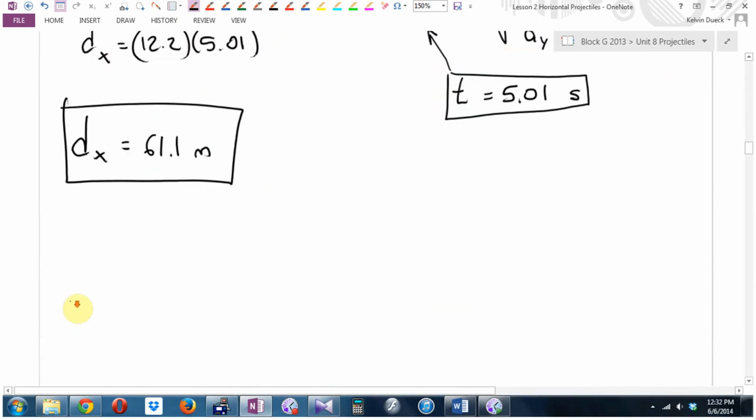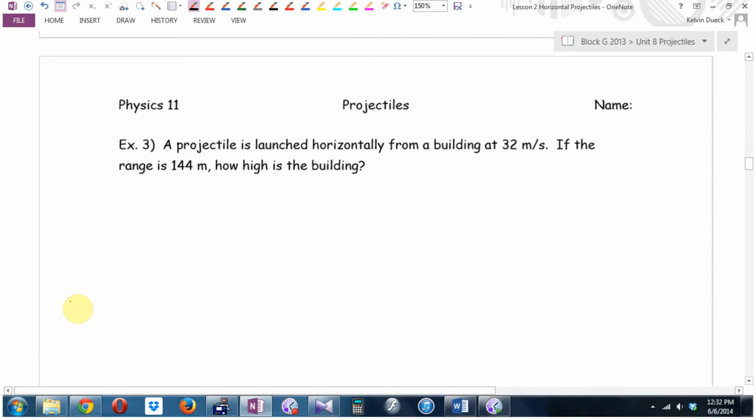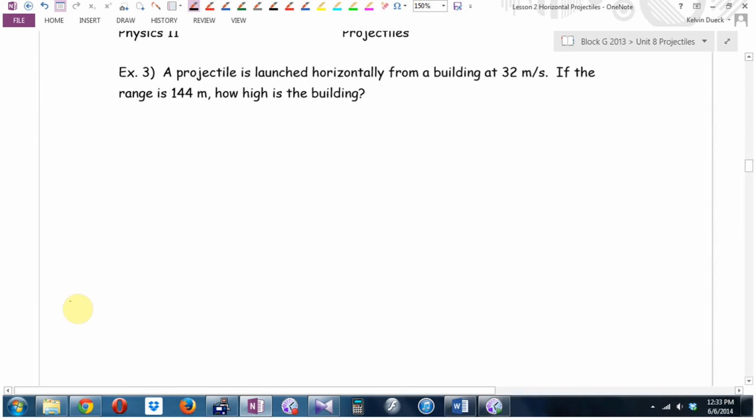Example 3. A projectile is launched horizontally. Underline the word horizontally. We didn't in the last question, we probably should have. By the way, tomorrow's lesson is, instead of launching horizontally, we'll launch at an angle. Components. But for now, we're launching horizontally. Let's go. Meters per second.